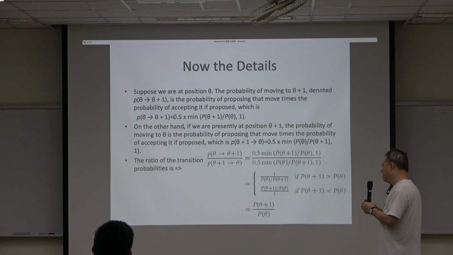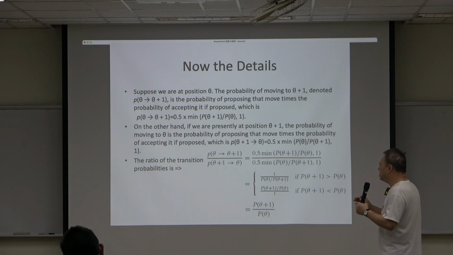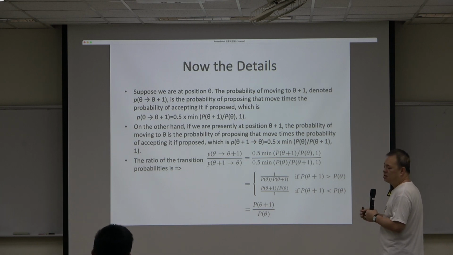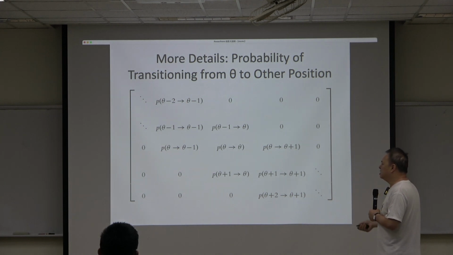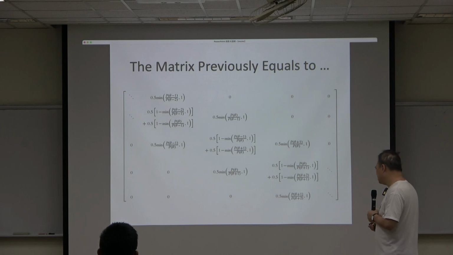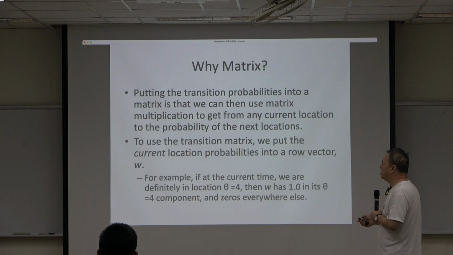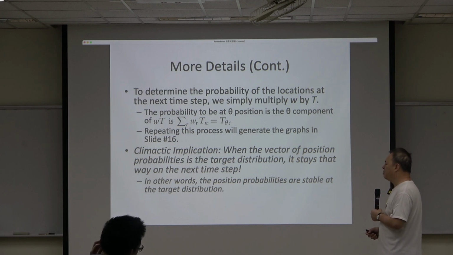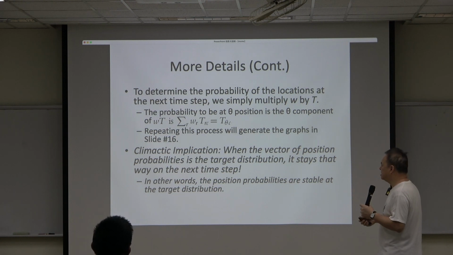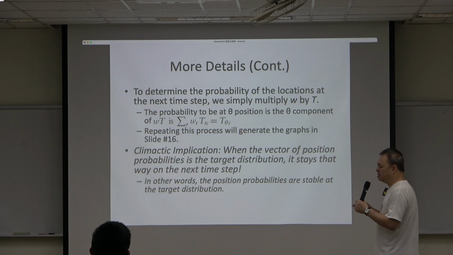And if you try to extrapolate this result, you are going to end up with the desired distribution that we are looking for. We can also write it in matrix format, and if you put the example that we have in this matrix, it looks like this. Then you can represent the probability of the current location as a vector and multiply that vector with this matrix. You are going to end up with the probability of each location in the next step.